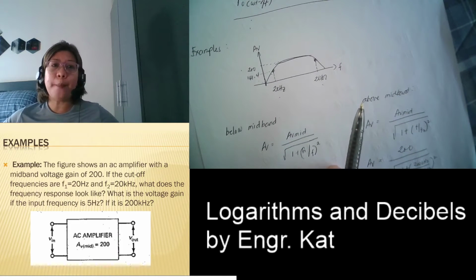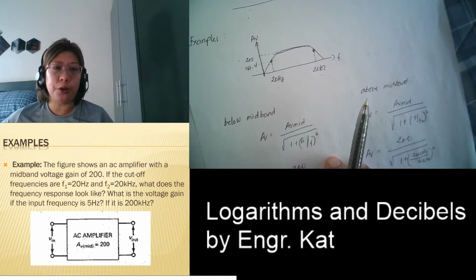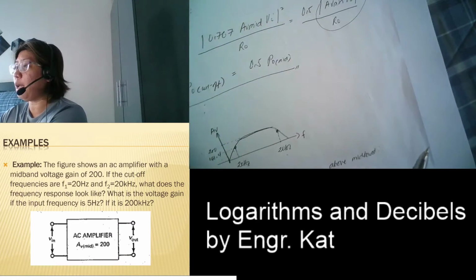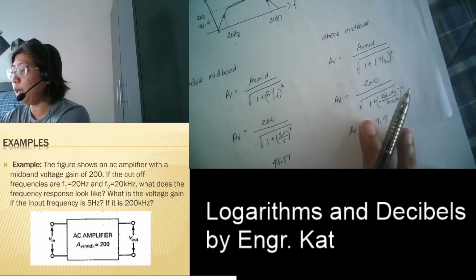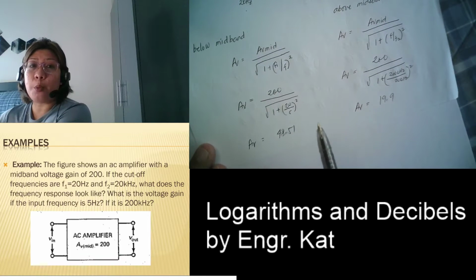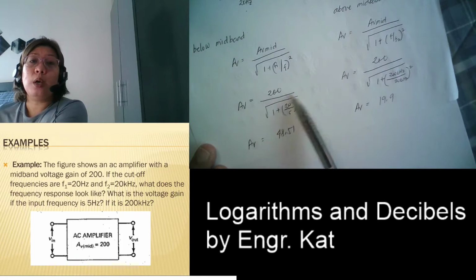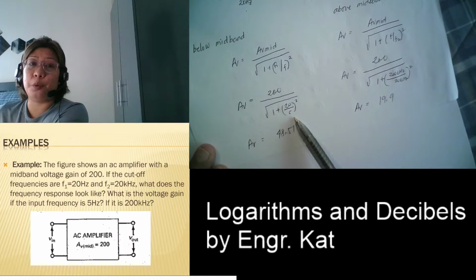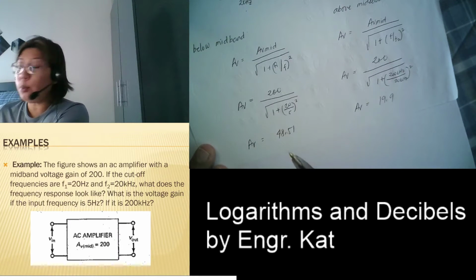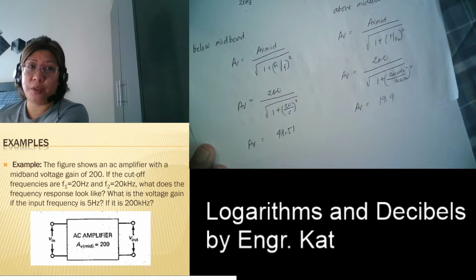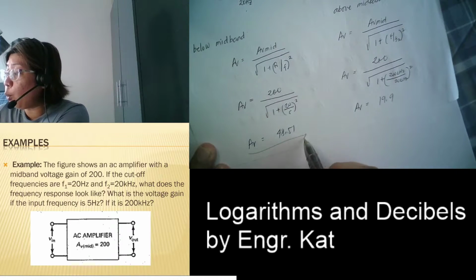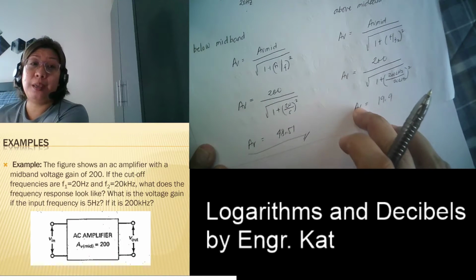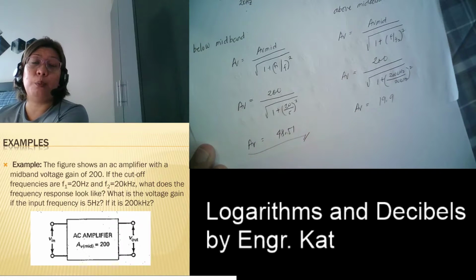In the example, we have here 5 hertz. So what will happen at 5 hertz? We just have to apply that to our formula. We have here 200, which is your AV mid, divided by the square root of 1 plus 20, which is your F1, divided by 5, squared. That will give you 48.51. So see, from 200, our gain decreased to 48.51.